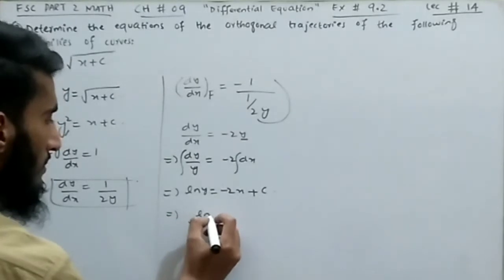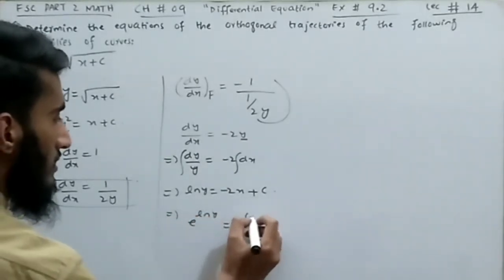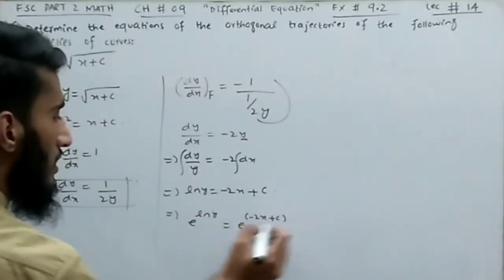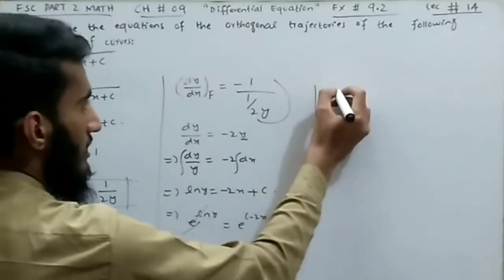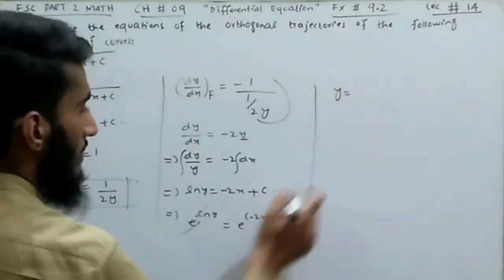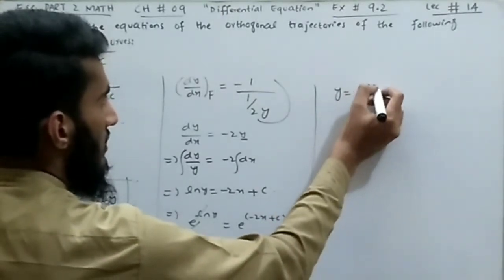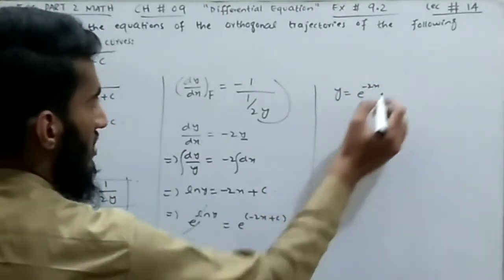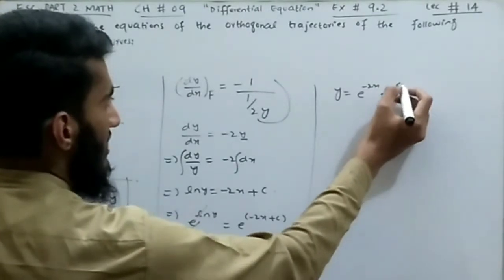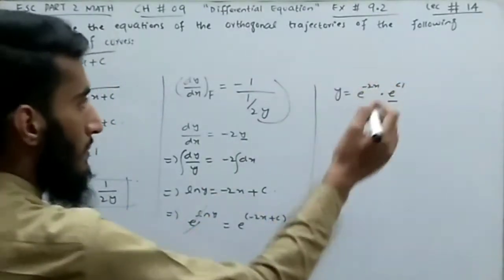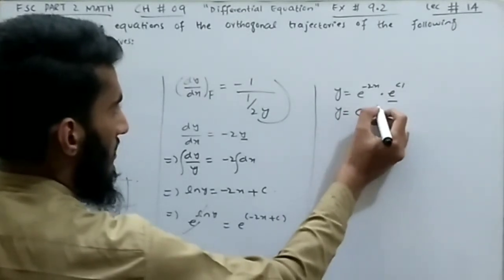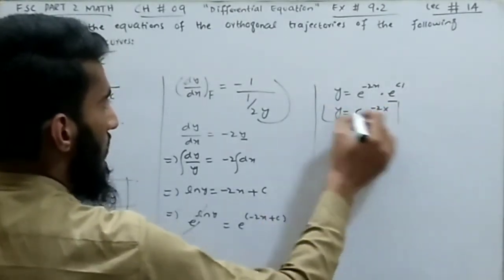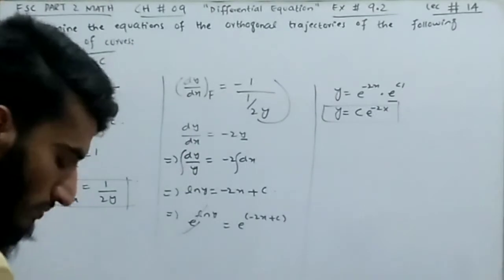Taking the exponential on both sides, the exponential cancels out with ln, and we are left with y, which is equal to e power minus 2x into e power c. e is a constant, and the power is also a constant, so a constant to the power of a constant still gives us a constant. Let's suppose it is c, so y is c e power minus 2x. So this is actually the required equation.